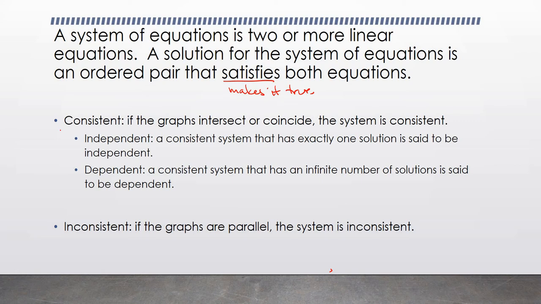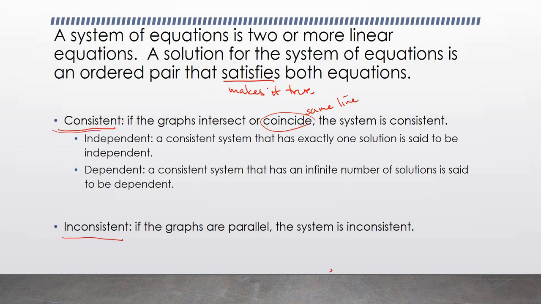Okay, two types of graphs. Consistent graphs are graphs that intersect or coincide. That means that they are the same line. Coincide means on top of each other, the same line. So if the graphs intersect or coincide, in other words, if they touch each other in any way, the system is consistent. A system is inconsistent if the graphs are parallel. In other words, if they don't touch. So if the graphs are parallel, the system is inconsistent.